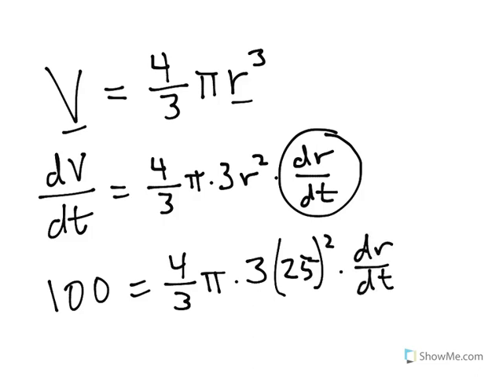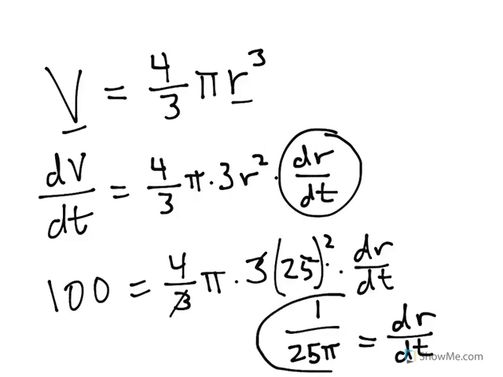Go ahead and solve for dr/dt. Let's see, the 3's will cancel. 4 times 25 squared in here, and then basically divide everything by everything that's not dr/dt on the other side. I haven't actually done this ahead of time, but 100 divided by 4 divided by another 25, I think you get something like 1/(25π). Because you're dividing by π and dividing by 25, that's what you should get for your dr/dt.